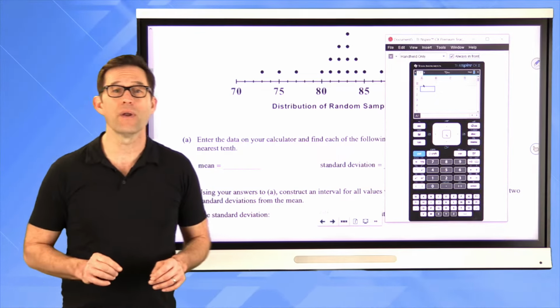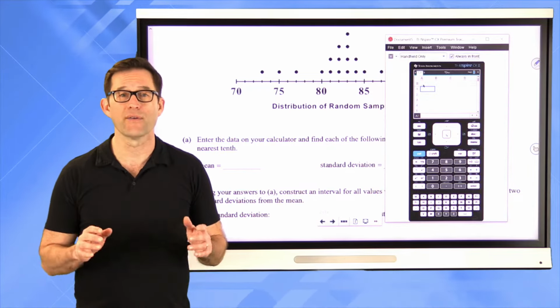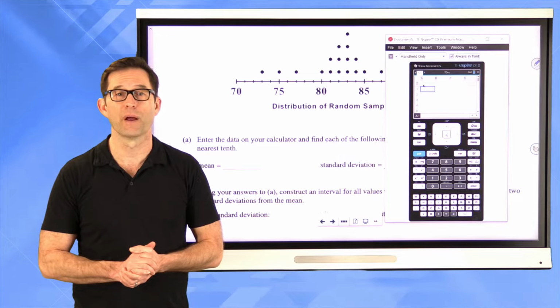So pause the video now, right? Enter this data into whatever lists or spreadsheets or whatnot you have on your graphing calculator, and then we'll proceed from there.